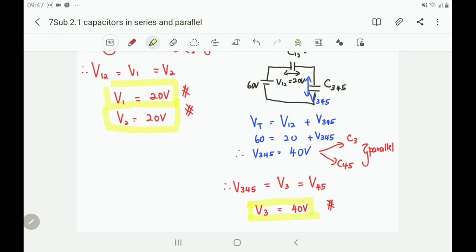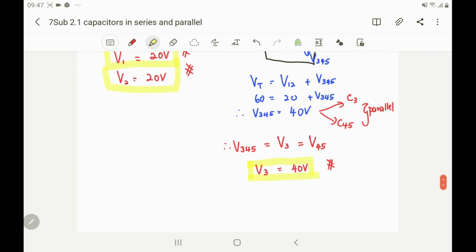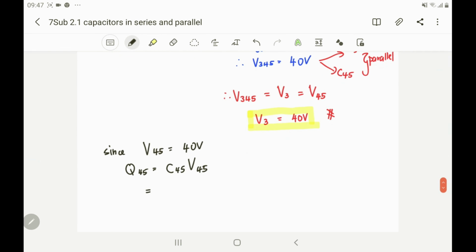Okay, and now we want to calculate what is the voltage across 4 and 5, right? Capacitor 4 and 5. So since I have V45, so let's use another color. Okay, so since V45 is equal to 40 juga, therefore we can calculate Q45 is equal to C45 V45. Okay, and C45 kita dah kira tadi, it's 4 exponent negative 5, and V45 is 40 volt, and then Q45 is equal to 1.6 exponent negative 3 coulomb.